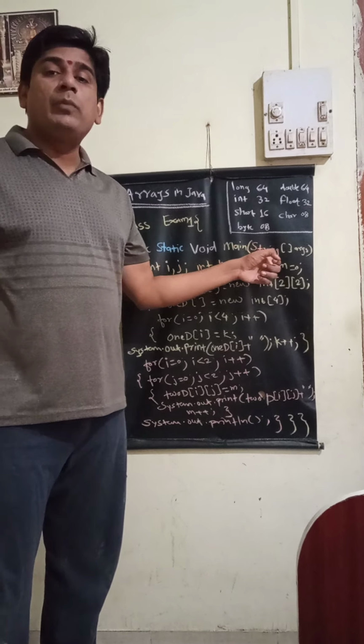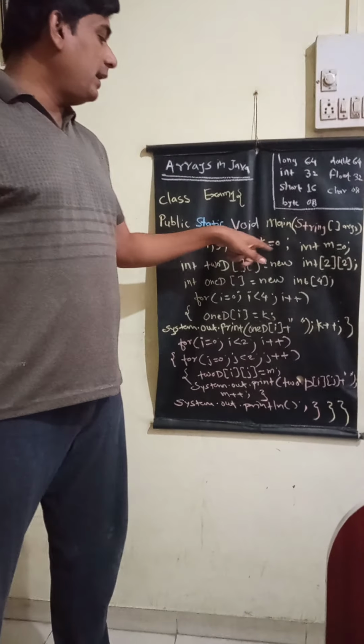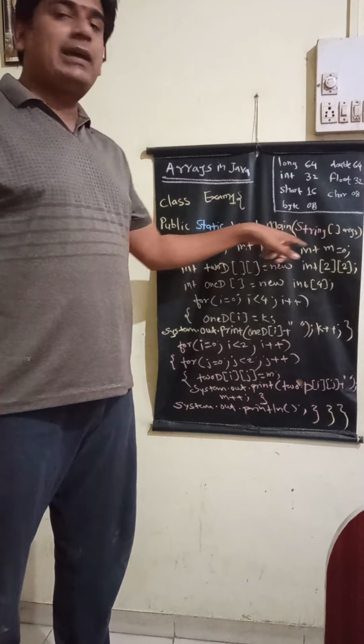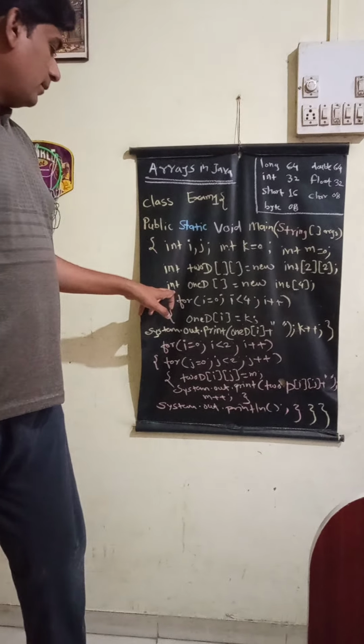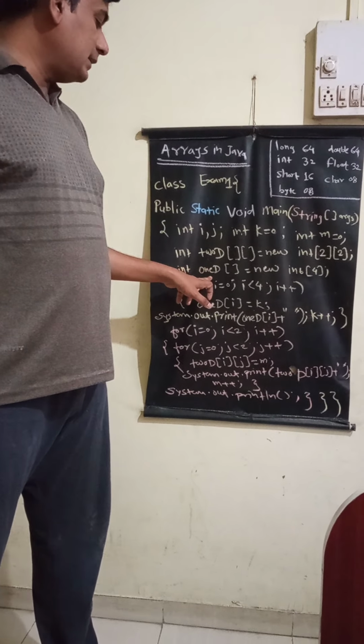Now here you can see that I have declared variables i, j, k and m of type integer, and I have initialized them to 0. Now here I have declared a two-dimensional array. Here you can see the type of the array is integer, the name is 2d, two square brackets I have created, new integer, and the size of the two-dimensional array is 2 rows and 2 columns. For the one-dimensional array, the data type is integer, the name of the variable is 1d, square bracket, new int, and the size of the array is 4.